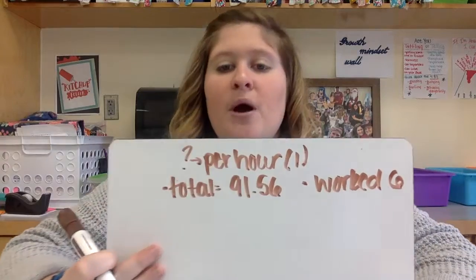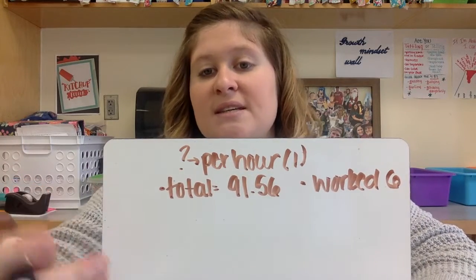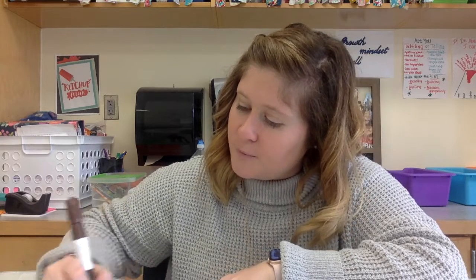So my question is asking per hour. So we're trying to figure out really what did he make in 1 hour. His total that he made was $91.56, and he worked for 6 hours. So when I'm setting my problem up, I have per hour, I have the total, and that he worked 6 of those hours. So if I'm trying to put these into groups that I know how much he got each hour, I'm going to be dividing. So I'm setting up an area model.